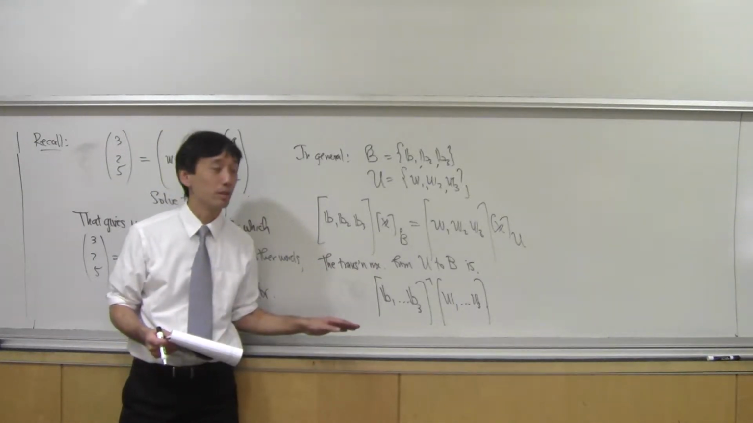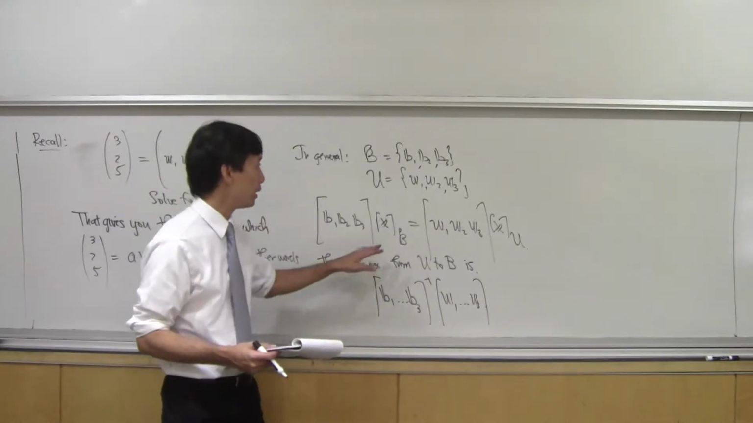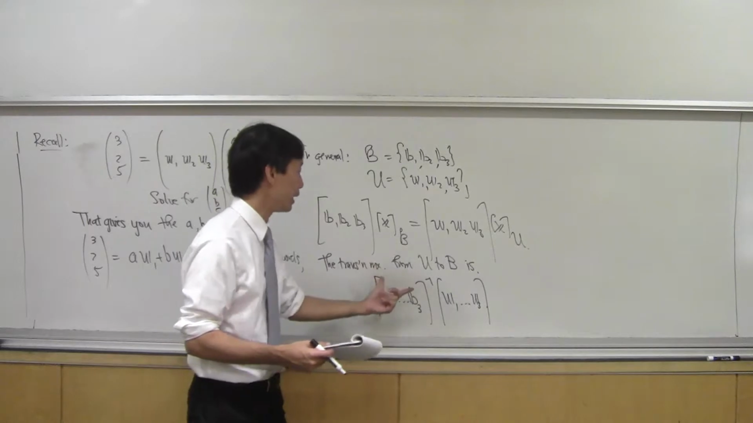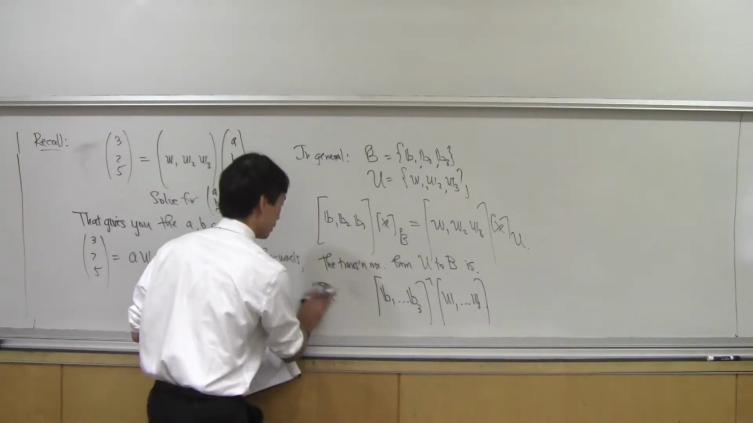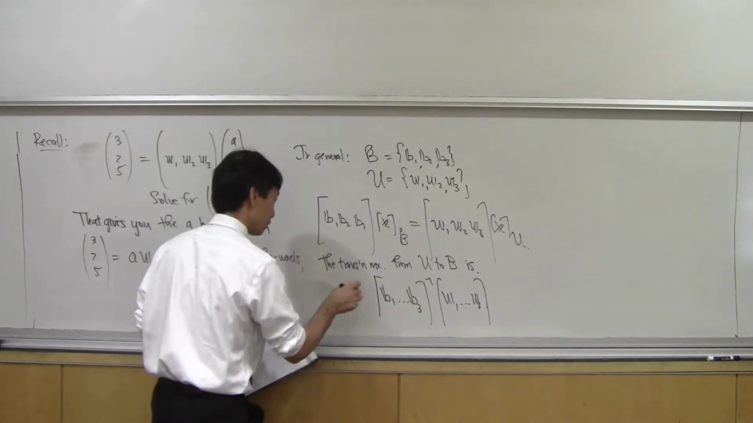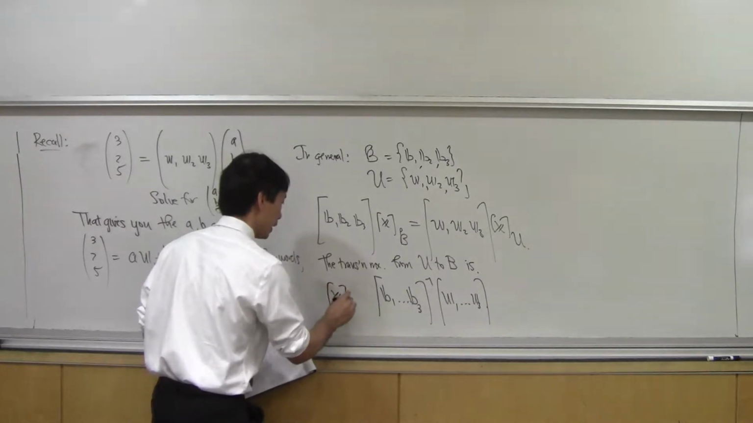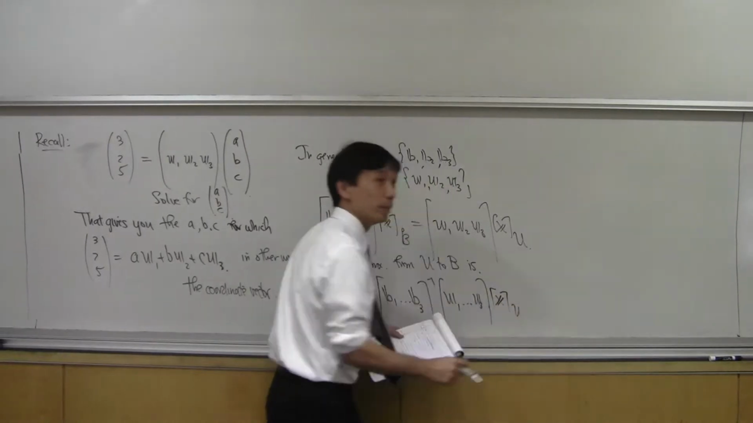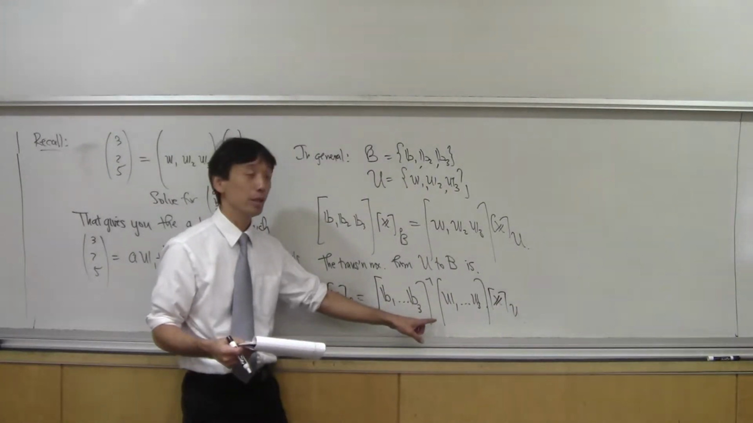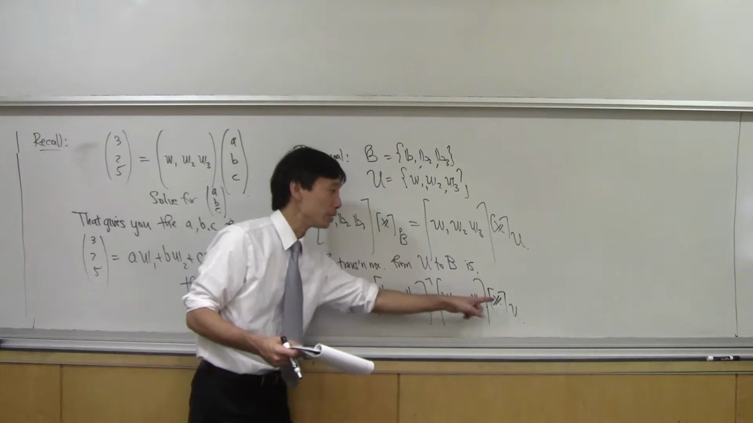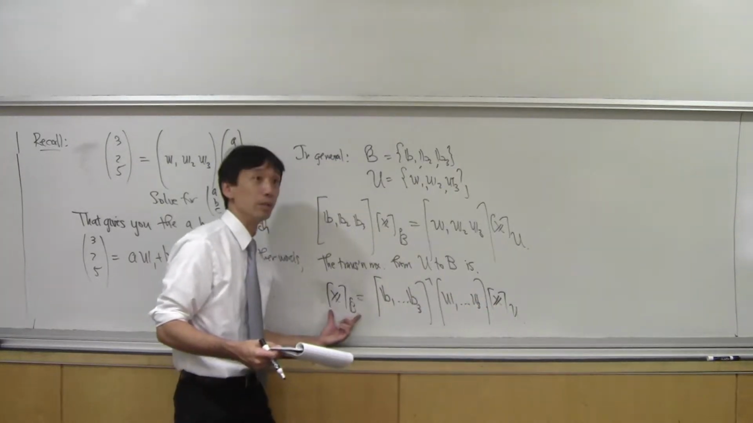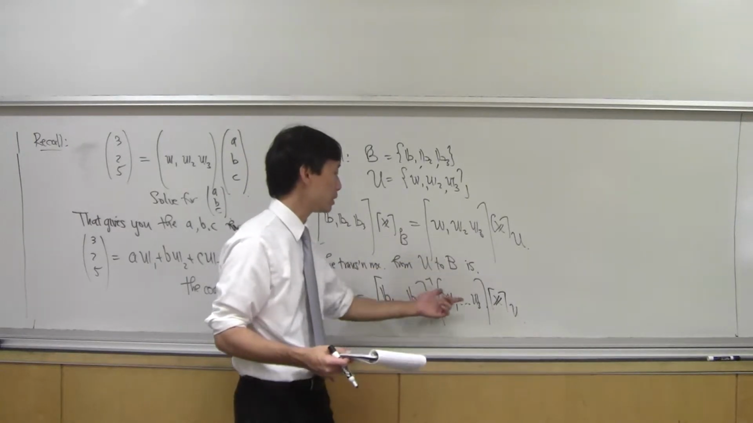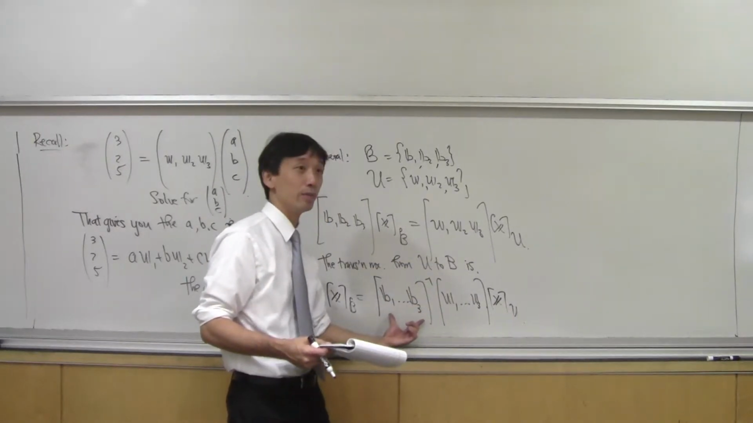So you invert the one that you're going to. This will take us from U. What you see is that x with respect to the B basis is this matrix times x with respect to the U basis. And so what does this matrix do? It takes you from the U's to the B's. To go from U to B, you take the U matrix and multiply by the inverse of the B matrix.